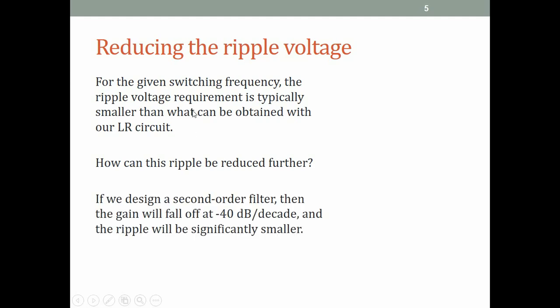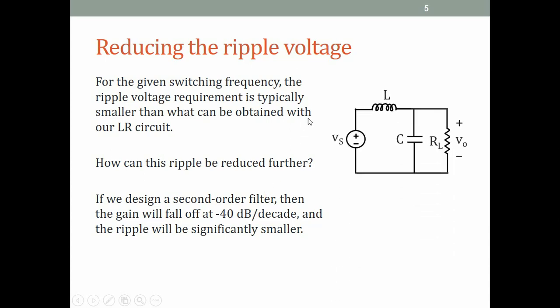The more effective way of doing it is to design a second order filter. Our LR filter is a first order filter. So if we design a second order filter, then the gain will fall off at minus 40 dB per decade, and the ripple will be significantly smaller. So how do we make a second order filter out of that LR filter? This is what we do. We had seen this last semester. So we add a capacitor in parallel with the resistor. So now the L and C make this a second order low pass filter.